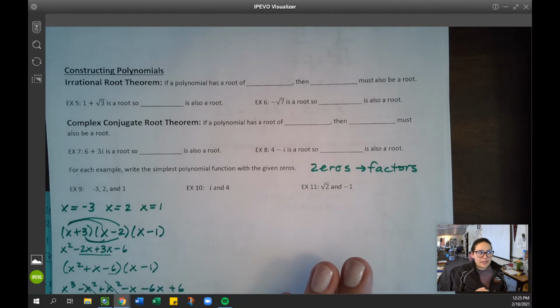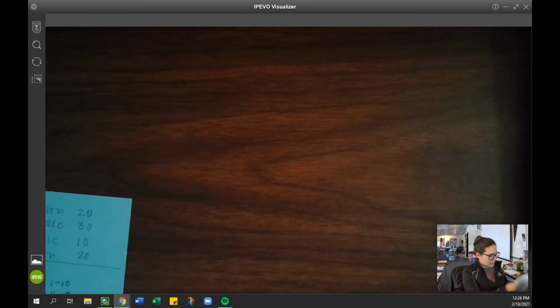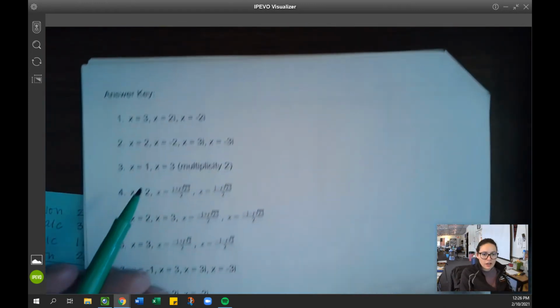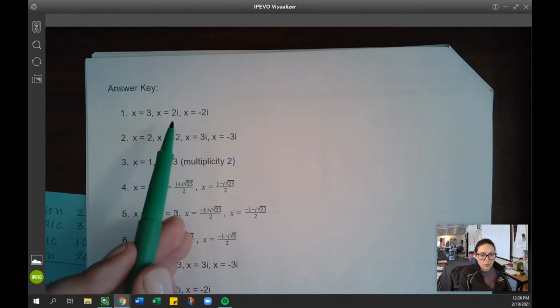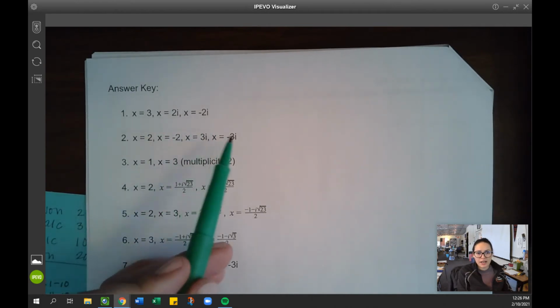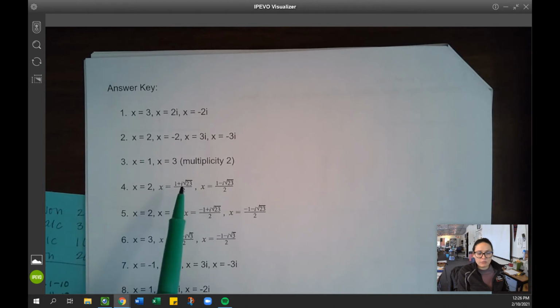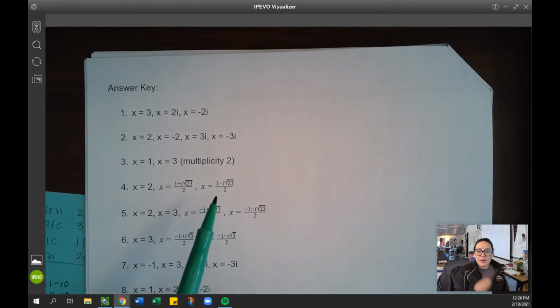You guys worked on pages 6 through 9 for homework this week, and the answer keys are on page 10, I want you to look. Anytime we had imaginary answers, they always came in this plus or minus pair: 2i and negative 2i, 3i and negative 3i, 1 plus i times the square root of 23 over 2, and 1 minus i times the square root of 23 over 2. So imaginary roots always, always, always come in pairs.